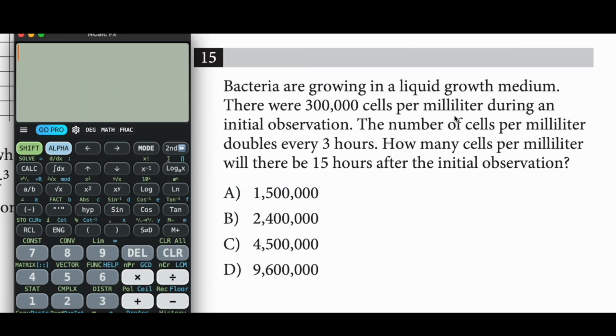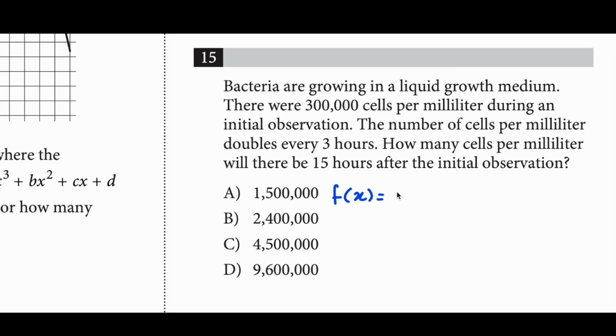In a liquid growth medium, there were 300,000 cells per milliliter during an initial observation. The number of cells per milliliter doubles every 3 hours. How many cells per milliliter will there be 15 hours after the initial observation? So we have doubles every 3 hours, so this is an exponential function.